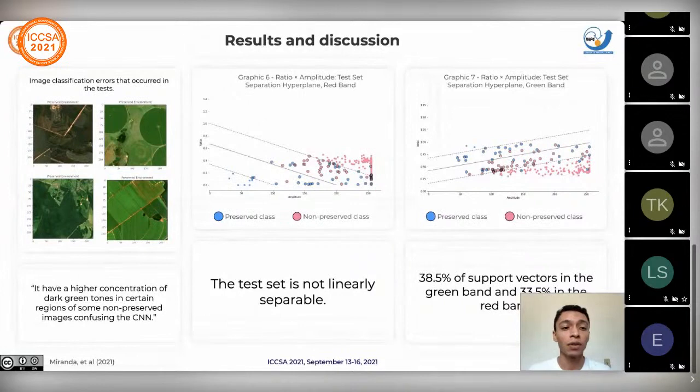Well, the classification errors occur more for the non-preserved class, which were confused with the preserved areas. We explain this fact due to a higher concentration of dark green tones in certain regions of some non-preserved images, as shown in the first figure. Analyzing the separating hyperplane of the test set using the support vector machine algorithm in graphics 6 and 7, we notice that the classes preserved in blue color and non-preserved in pink color are not linearly separable. We take into account the radial basis function for the green and red bands.